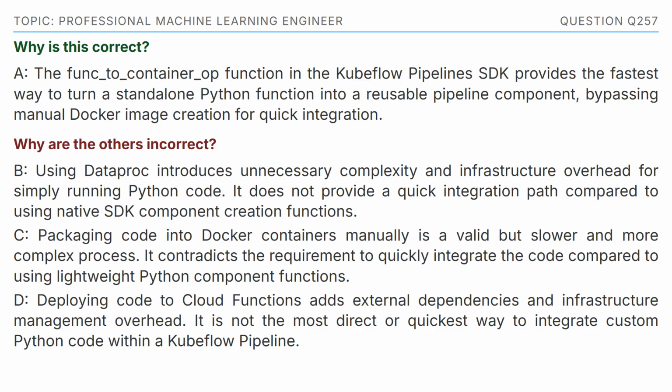C. Packaging code into Docker containers manually is a valid but slower and more complex process. It contradicts the requirement to quickly integrate the code compared to using lightweight Python component functions. D. Deploying code to Cloud Functions adds external dependencies and infrastructure management overhead. It is not the most direct or quickest way to integrate custom Python code within a Kubeflow pipeline.